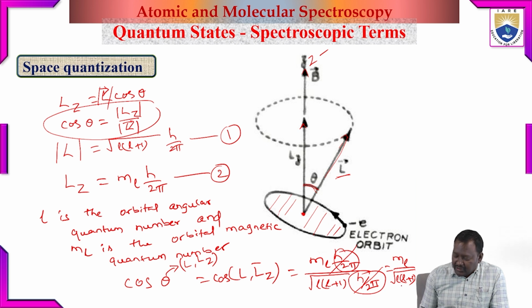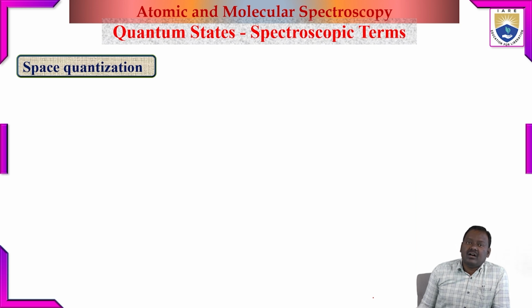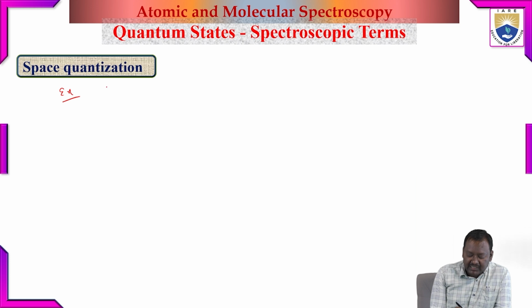So the angle between the orbital angular momentum vector L bar and the component of L bar in the magnetic field can be determined by the orbital magnetic quantum number and the orbital angular quantum number. Okay, so let us see how to find the angle between L and Lz with an example.